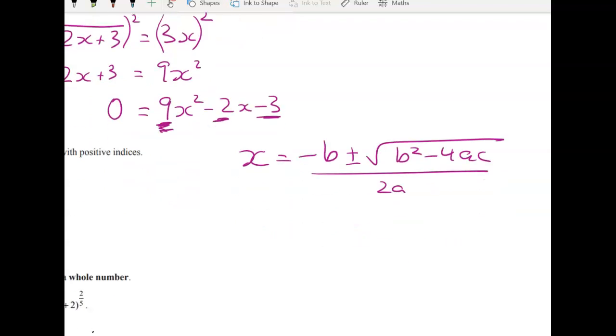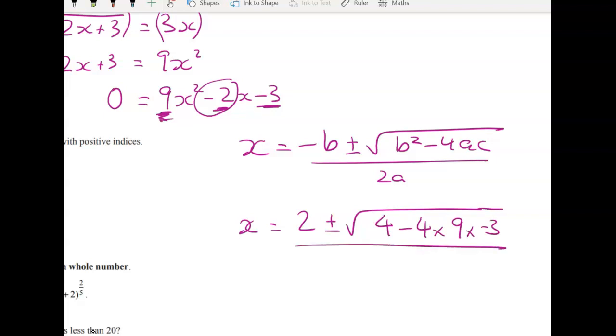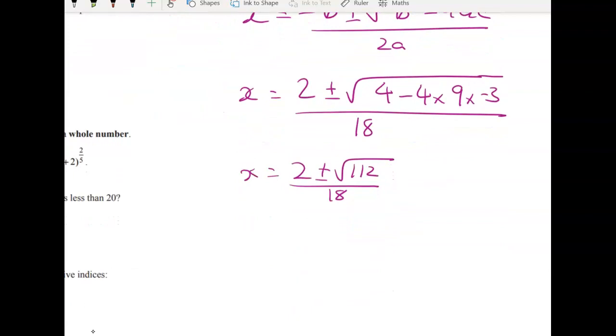And that gives me x is equal to negative negative 2, so 2, plus or minus the square root of negative 2 squared, so 4, minus 4 times 9 times negative 3, divided by 18. That gives me 2 plus or minus the square root of 112 divided by 18. Now, you could get a nice answer for that, and the nice answer for that would be this. It would be 1/9 plus or minus 2/9 root 7.